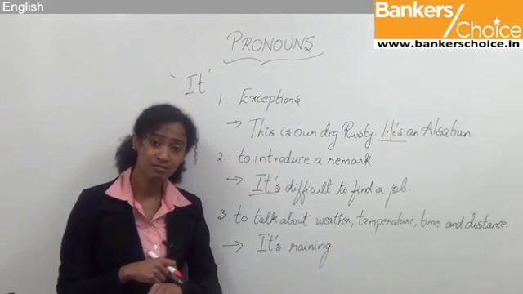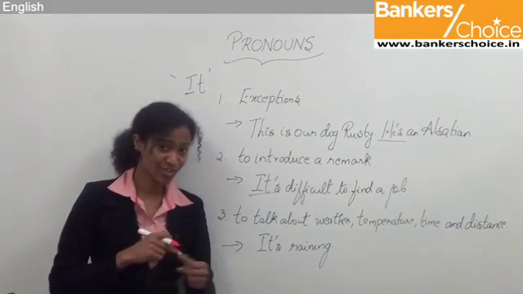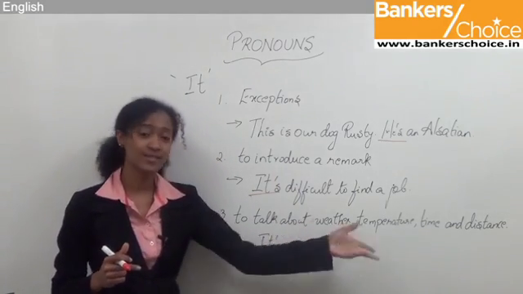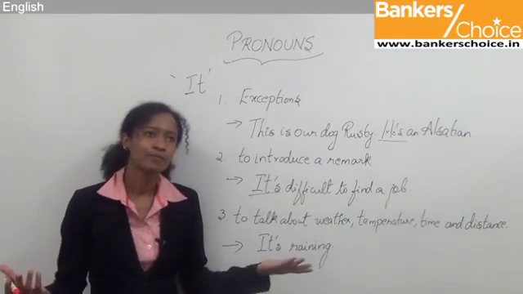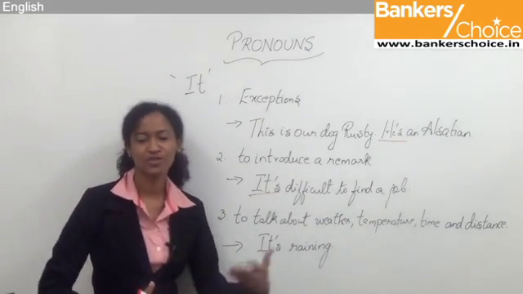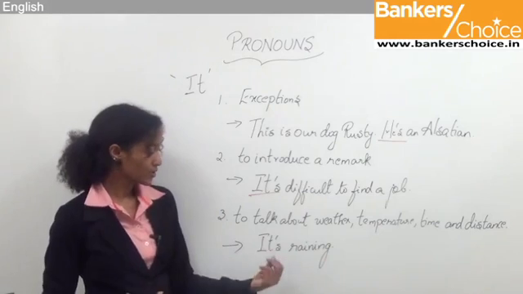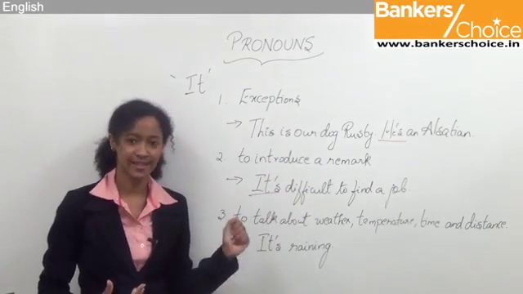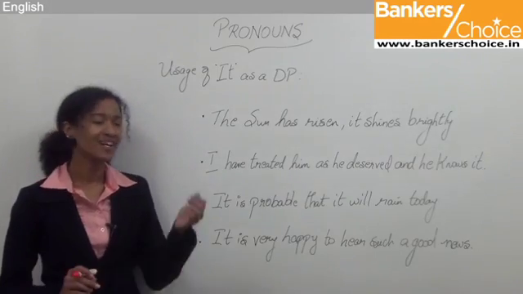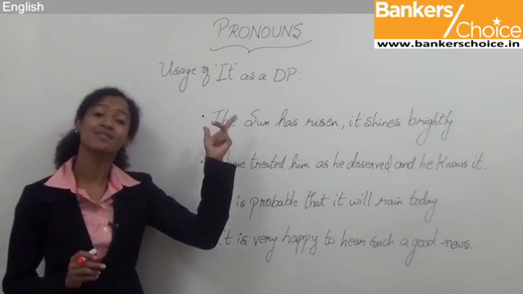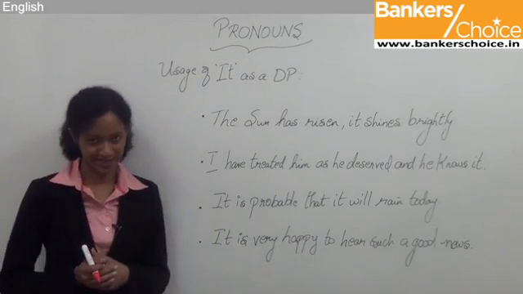Is it 5 o'clock yet? Is it 6 o'clock yet? Time to finish the class? No. Distance. It is 10 kilometers from here to the railway station. So yeah, I use it on all these instances. So let's understand the usage of it as a demonstrative pronoun, looking at some examples.